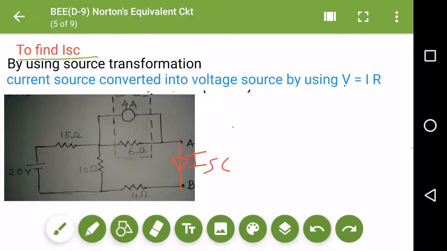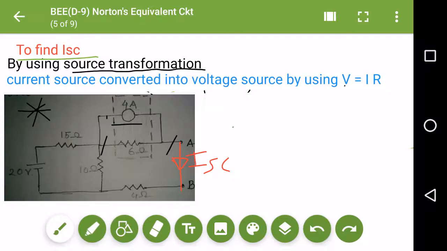But before finding this, to simplify my network over here, the first thing I will do is merge this current source in this branch by using the source transformation technique.